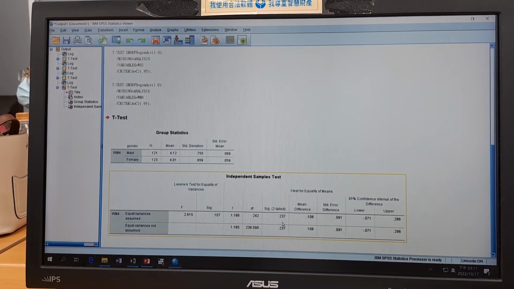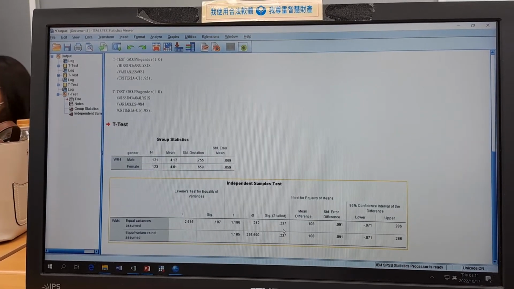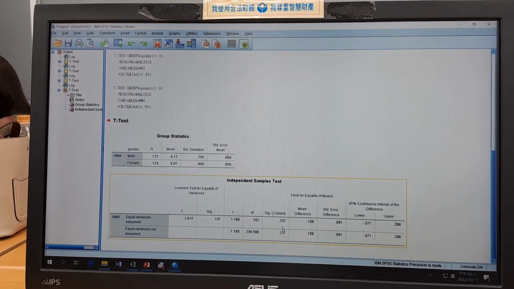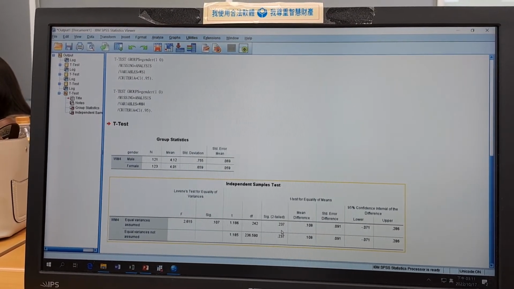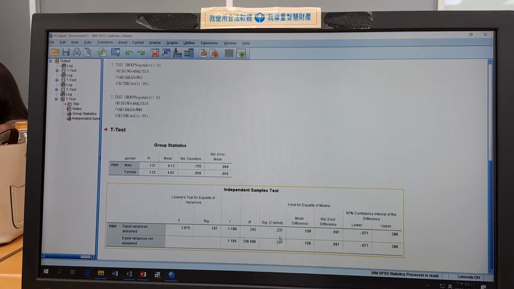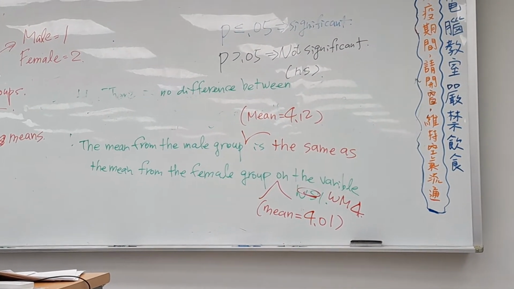So with that, how do we address the result? The mean from the male group. What is the mean score? The mean score is 4.12. Because that is not significant, we don't need to put that word. We can put another word. So we finish the second one.